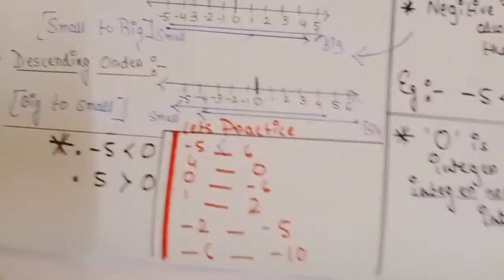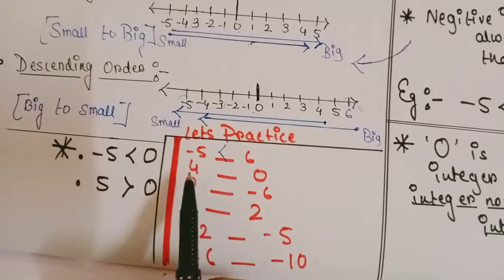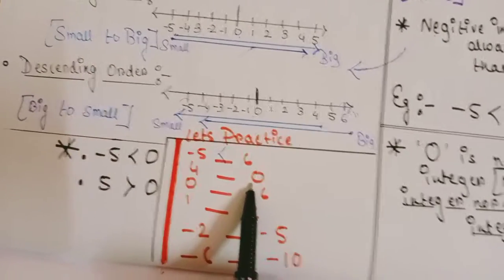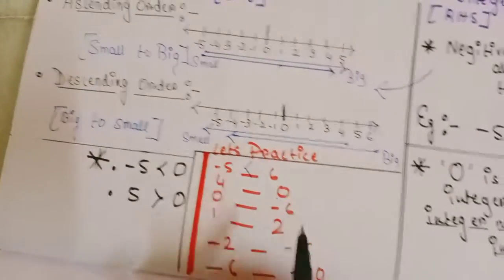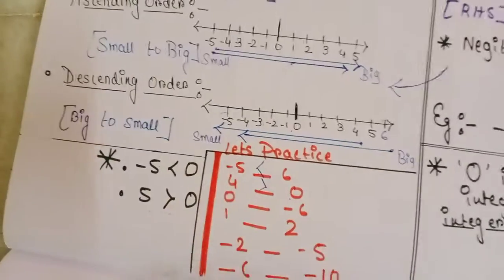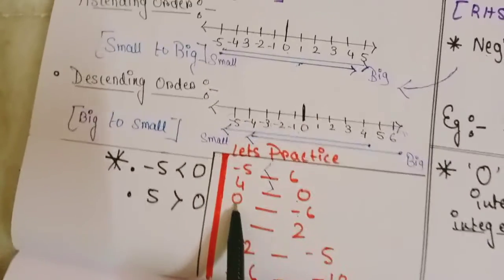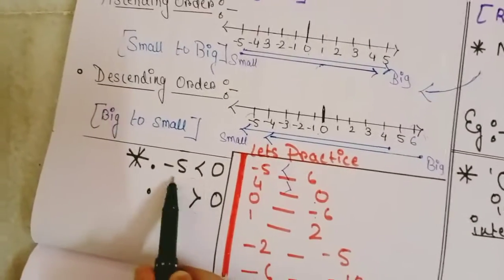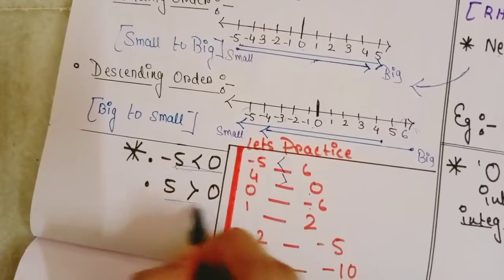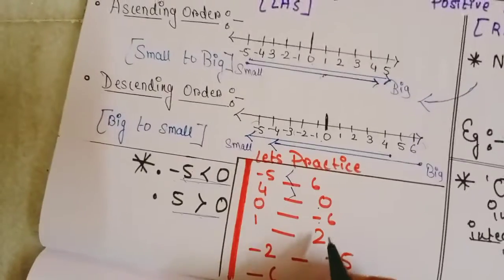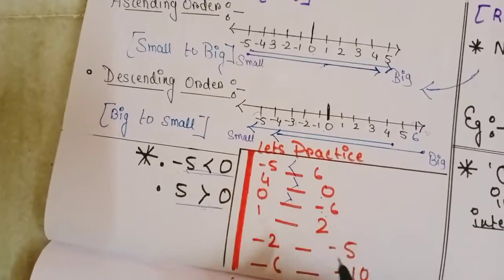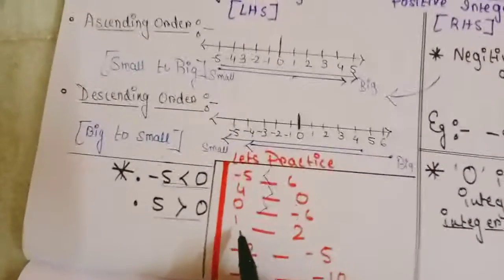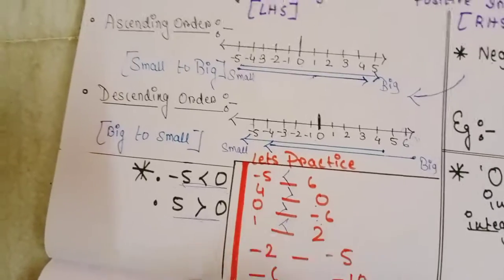I zoom out this. Now, like 4 and 0: a positive integer is greater than 0, as we have learnt, so the answer is like this. A negative integer is lesser than 0. So it is -6 and 0, and 0 will be greater. You know this: who is greater, 1 or 2? It is 2. It's an easy one.